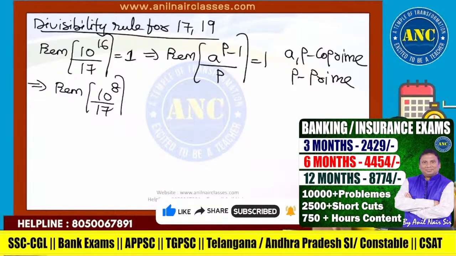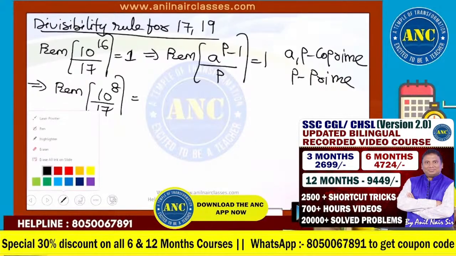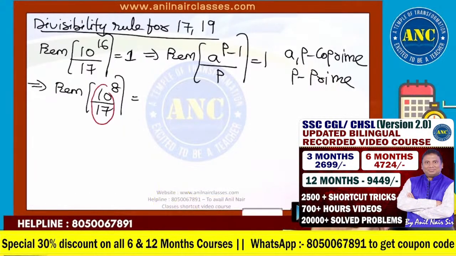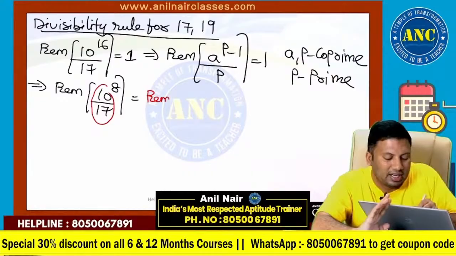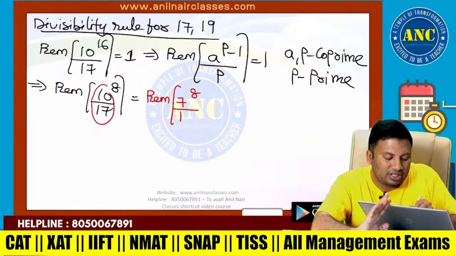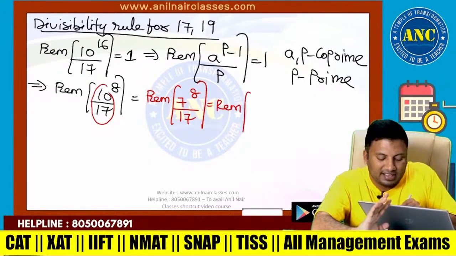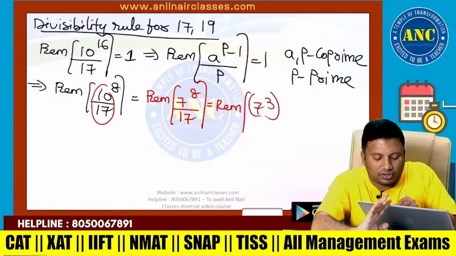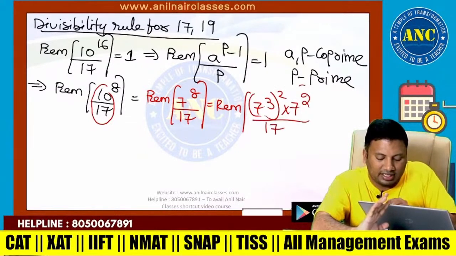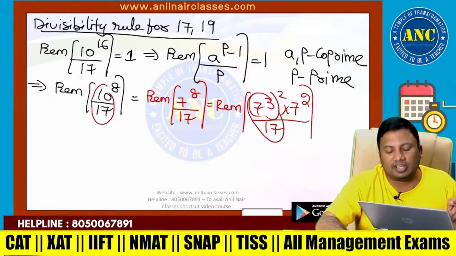X square is 1, so X could be plus 1 or minus 1. Let us do it one by one by using negative remainder. 17 ones are 17, so the negative remainder is minus 7. 7 power 8 divided by 17 is nothing but 7 cube whole square into 7 square divided by 17. 343, 17 20s are 340.